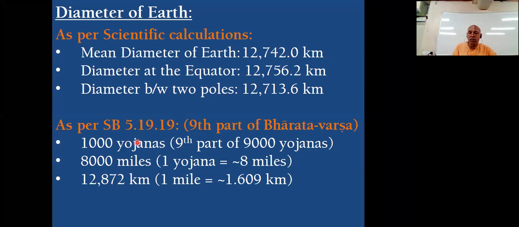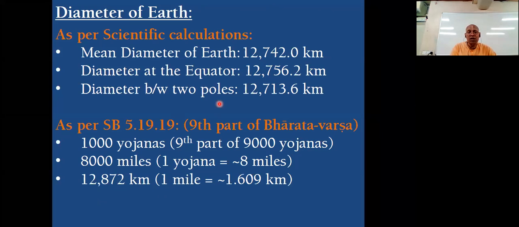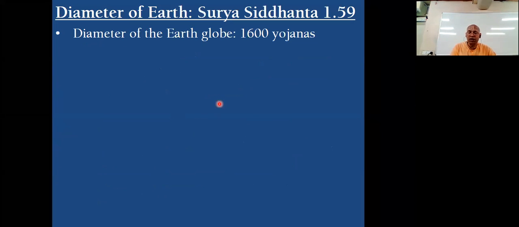So there is a small approximation or error, whatever you want to call it, that is being indicated. And there is another scripture, Surya Siddhanta, which is one of the famous scriptures in India from the astronomy point of view. The diameter of the earth globe mentioned in Surya Siddhanta is 1600 yojanas, not 1000 yojanas.